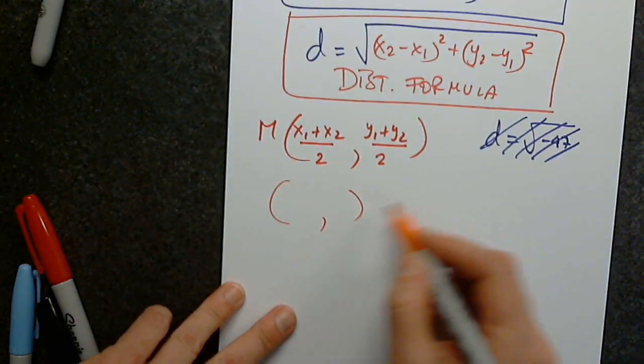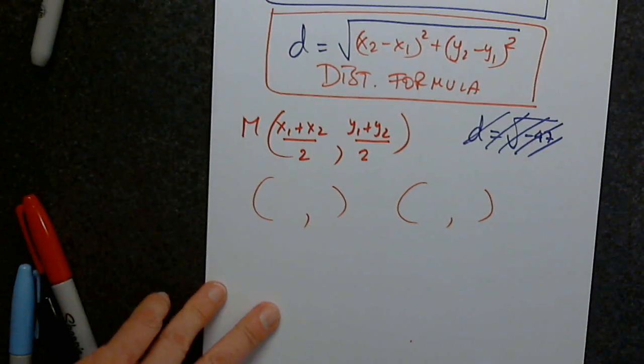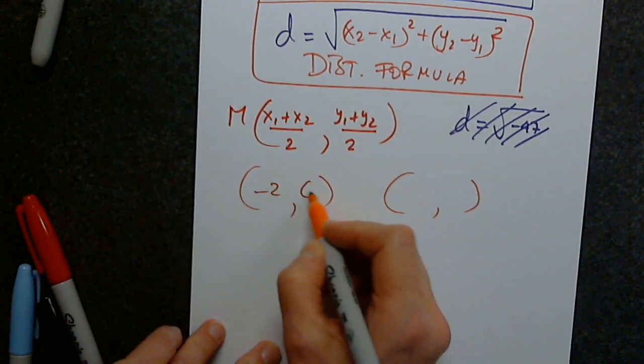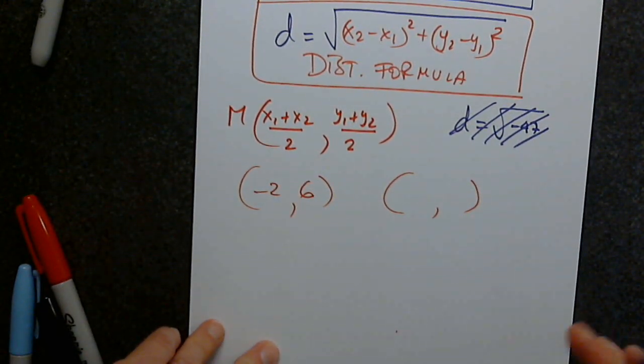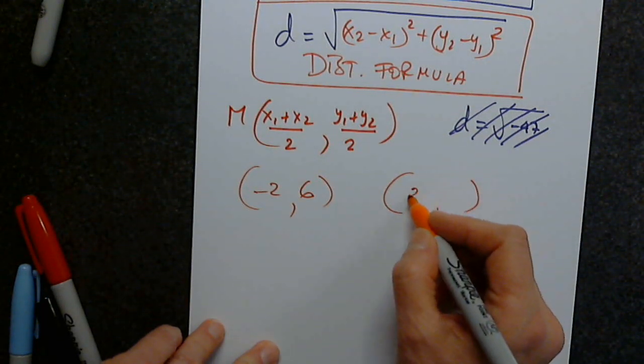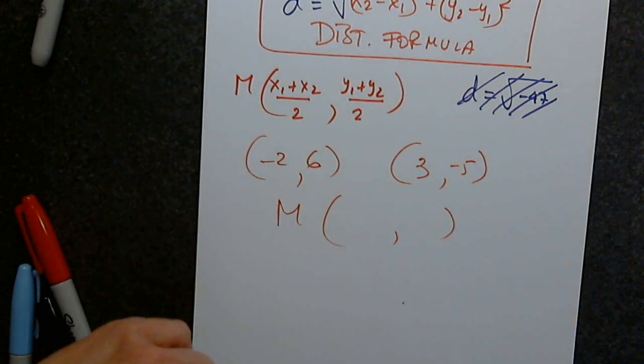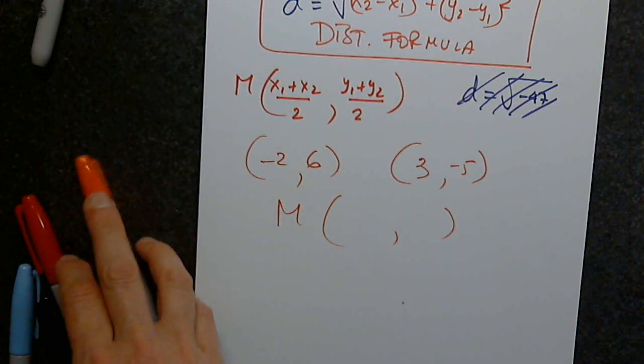Yes, any two ordered pairs, so we can illustrate with finding the midpoint and the distance. -2 and 6, awesome. 3, -5, awesome. Let's find the midpoint of the line segment that connects these two.